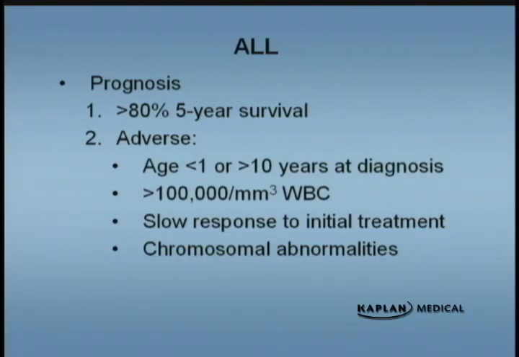It does depend on certain factors such as age at presentation, white cell count at presentation, whether it's a B cell or T cell. Those are all factors that are taken into account in assigning a prognosis. A young baby, less than 1 year of age, has a poorer prognosis. Greater than 10 years of age at diagnosis of ALL is also a poorer prognosis, and really high white counts are a bad prognostic sign. Also, a slow response. If the patient takes some time to go into remission or doesn't go into remission initially, that's a bad prognostic sign.